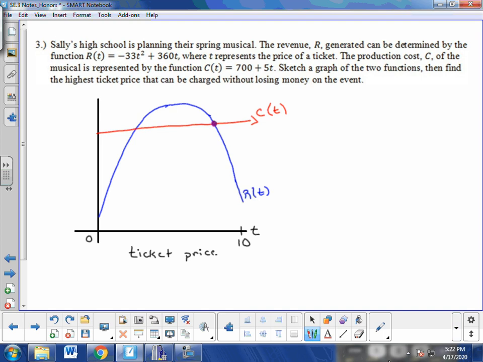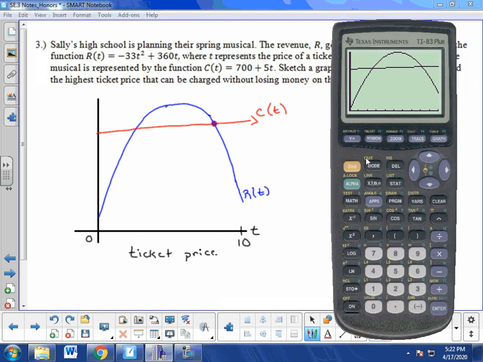The intersection to the right. There's two intersections, but we want the highest ticket price, so the intersection to the right. So to find that, hit second, trace, intersect, and move to the right. I'm going to go ahead and move my cursor over there until it gets closer to that right intersection. There it is. Hit enter.